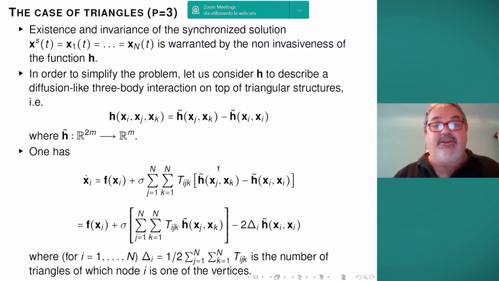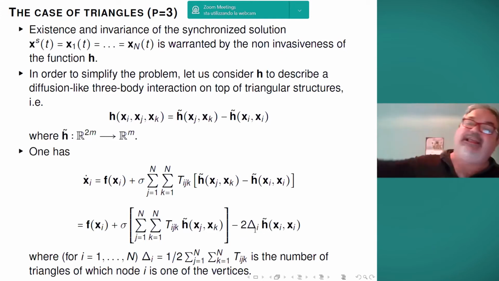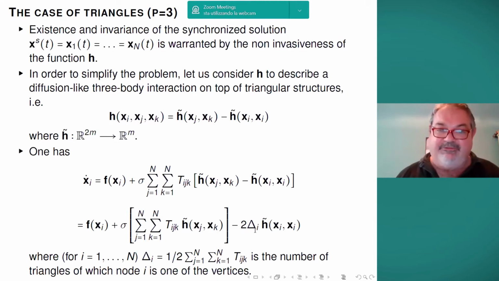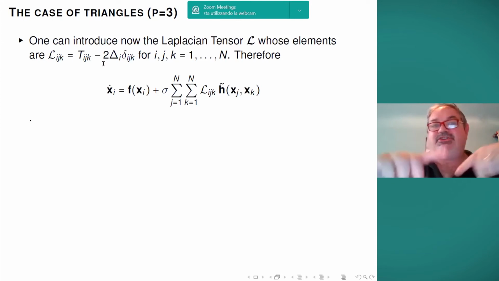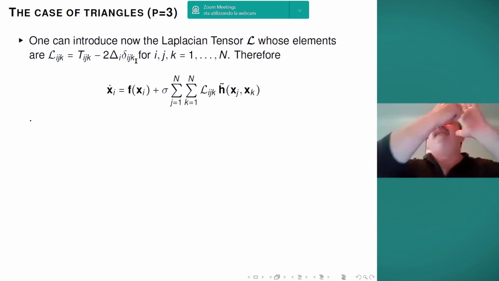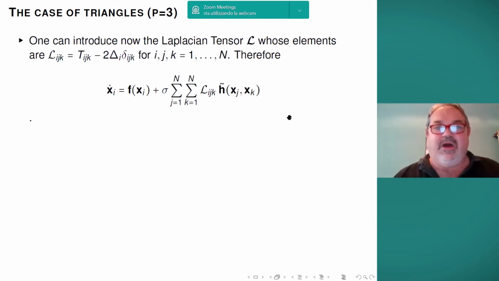Okay? When you do this, you can easily show that you can introduce this delta_i, which is nothing but the generalized degree of the node i, exactly as introduced by Karin a few minutes ago. You can introduce the Laplacian tensor L, whose elements are T_ijk minus 2 delta_i. So you have in the diagonal now of a tensor this quantity. You can rewrite the equation this way.